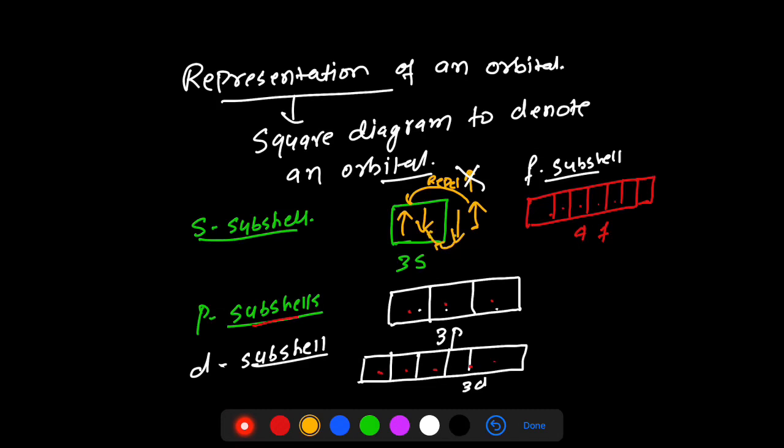Okay, what is the other possibility? I can take the electron with the opposite spin now. If I take this electron in the orbital 3s, this will be repelled by this electron. So what do you see? The third electron is not allowed in an orbital, right?